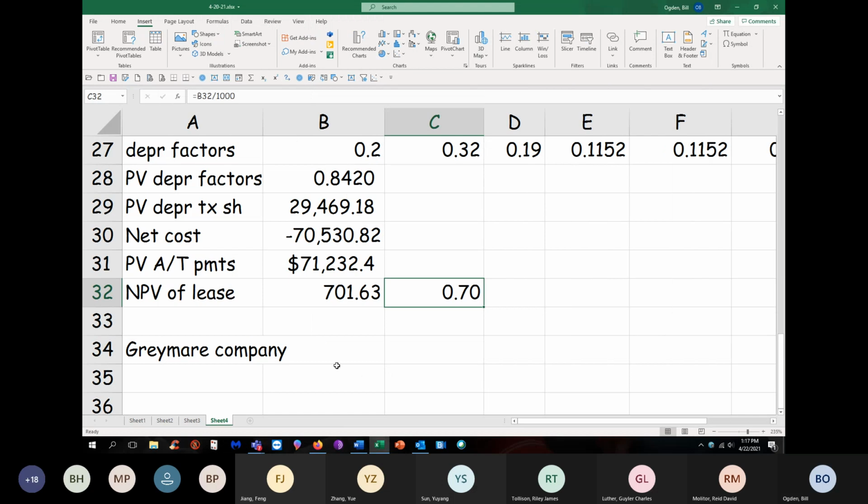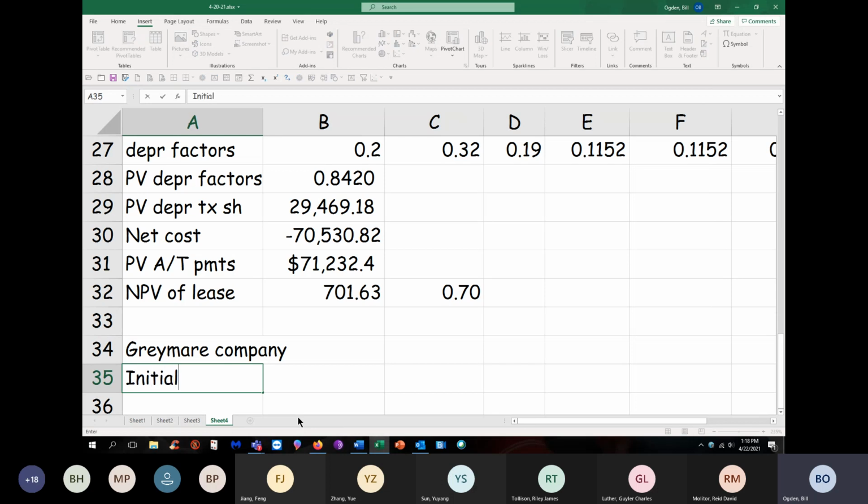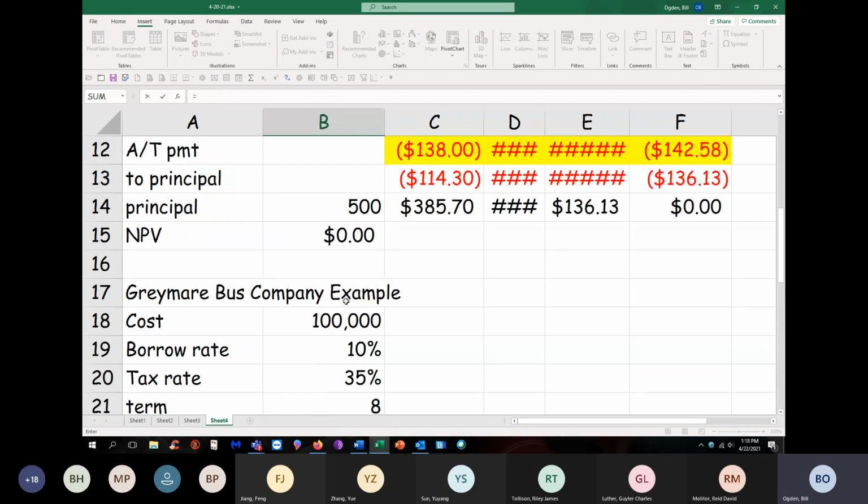All right, the Graymare Company. Let's start out with the Graymare Company. It has an initial savings. Like any other lessee, you don't have to buy the bus. You will save $100,000 by leasing it immediately.